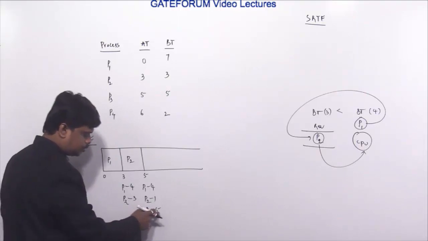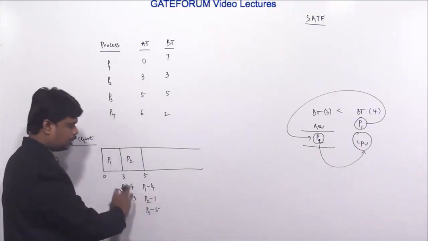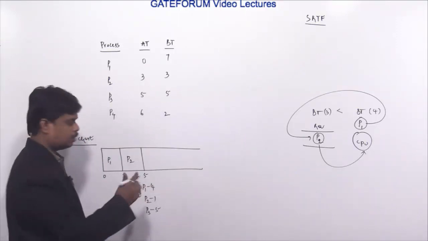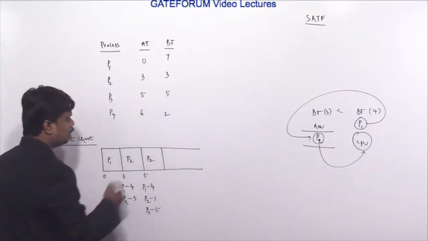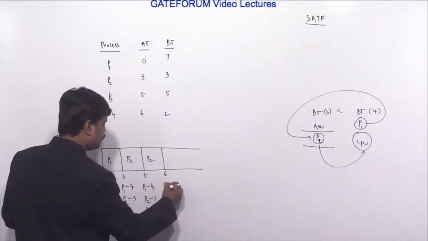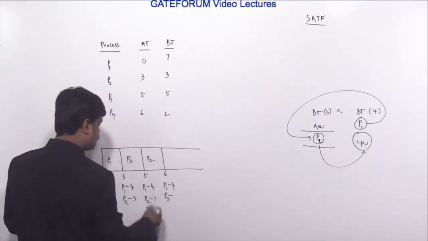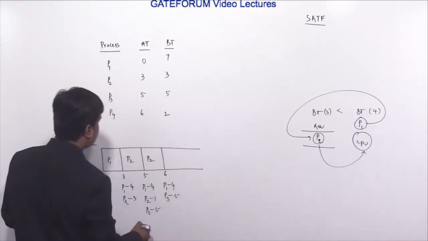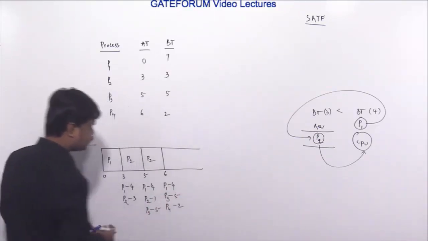The newly arrived process burst time is not less than the currently running process burst time, so there is no preemption and P2 can be continued. P2 continues till 6. By this 6, P1 is in the ready queue with 4 burst time, P3 is in the ready queue with 5 burst time, and at 6 just now P4 has arrived with 2 burst time.